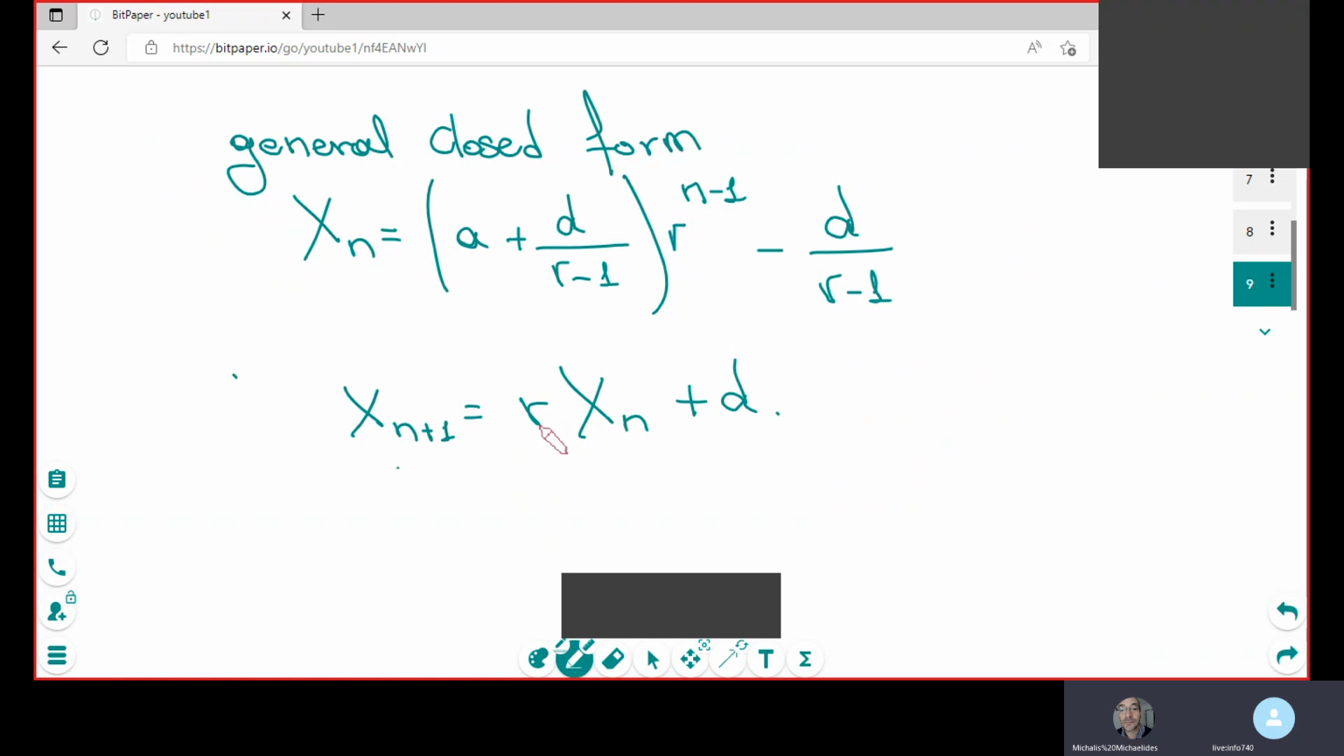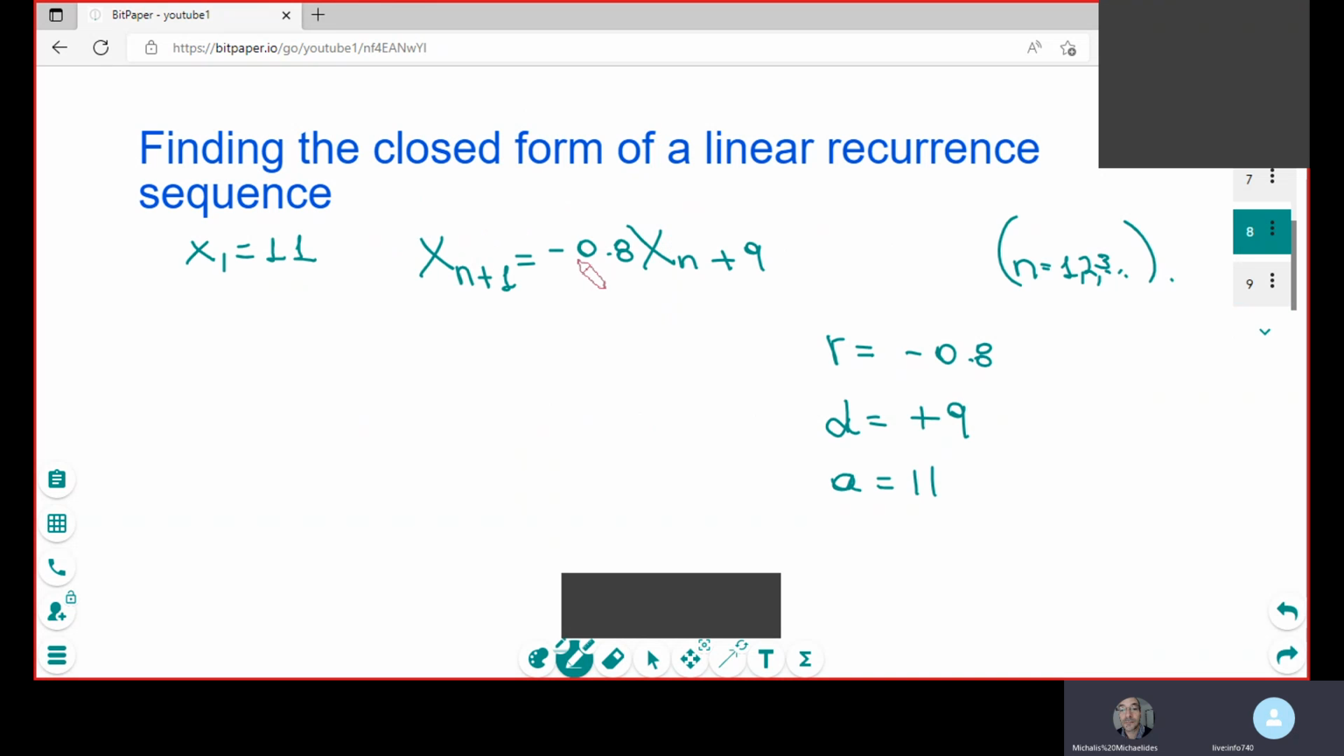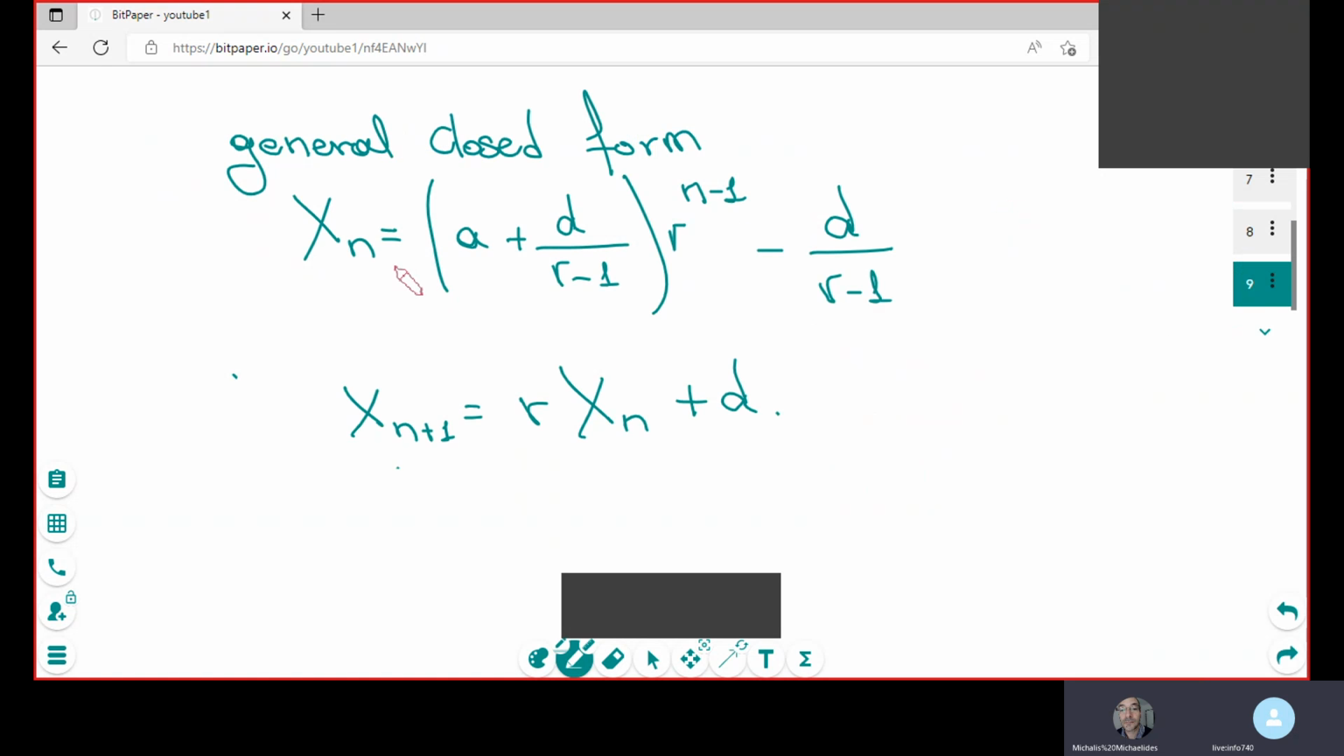If you remember from straight lines, the number in front of the x, the gradient, is the r. So the r, you get it from the number we have in the question, and the number is minus 0.8, and then d is plus 9. The a is 11, the first term of the sequence. So if we have these parameters, all we need to do is to enter these parameters into this formula, and this is the end of the exercise. We found the general closed form.